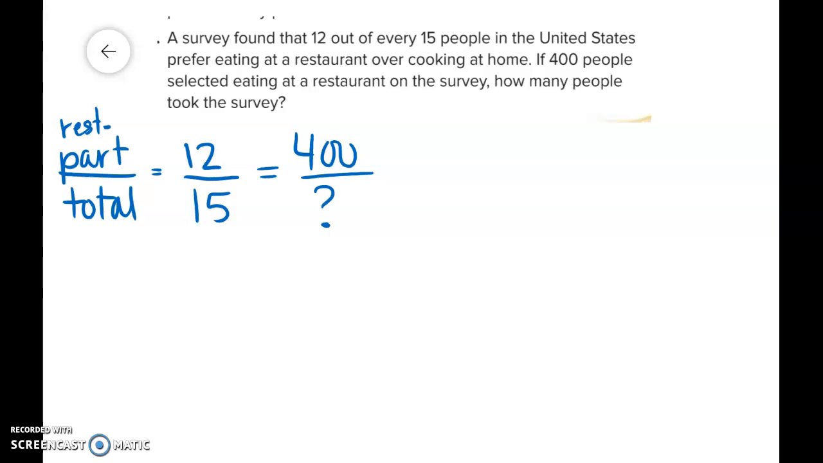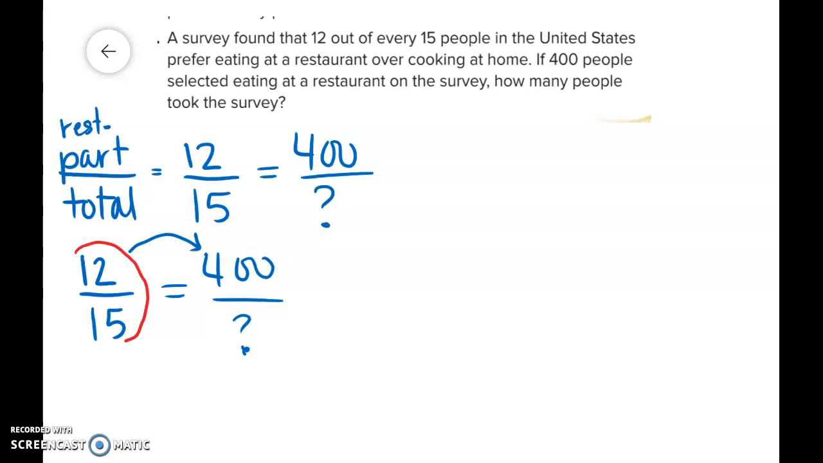All right. So if I know that 12 out of the 15 people preferred eating at a restaurant, what I'm looking to do is find a way to turn that 12 into a 400. I don't have a good way off the top of my head to turn a 12 into a 400, but when I start looking at that 12 and 15, it becomes really clear to me that I can take 12/15 and I can simplify that.